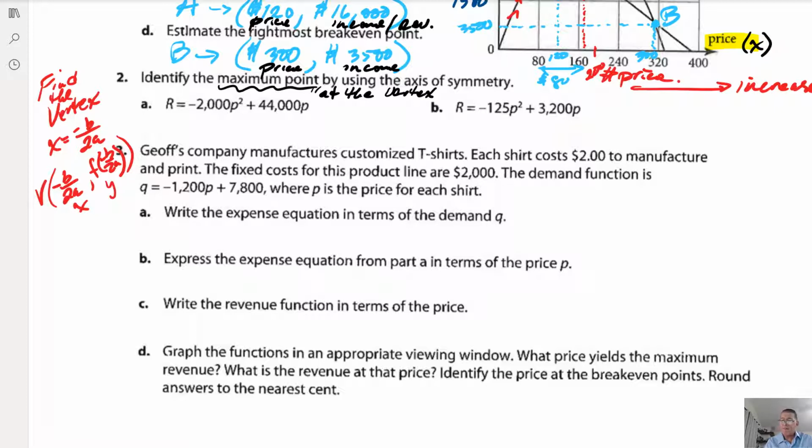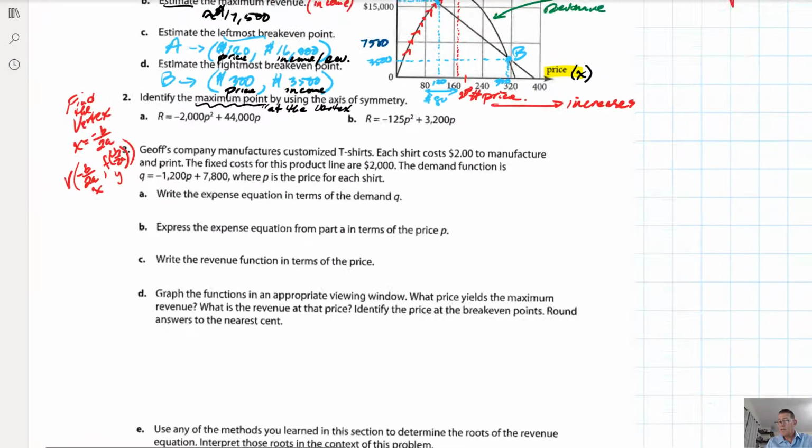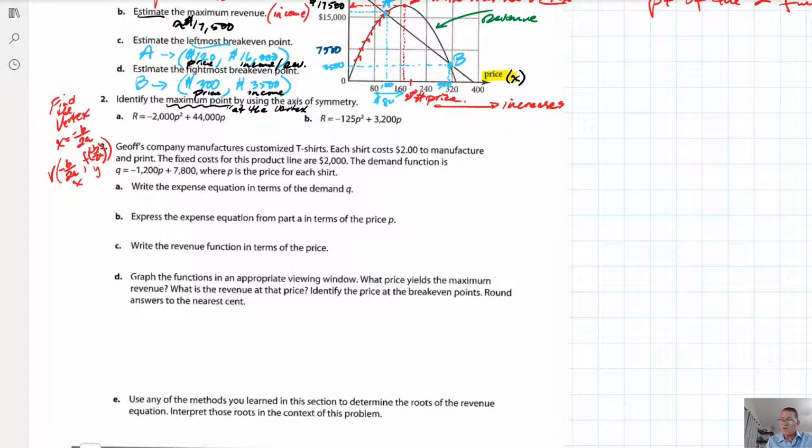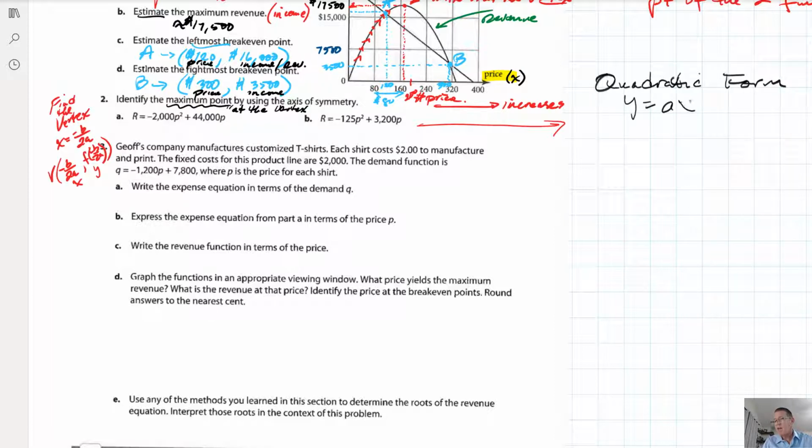What you also have to understand is, I'm going to take this over here so we have a little more room. Quadratic form: in Algebra 1, you wrote it like this, y is equal to ax squared plus bx plus c. Now our quadratic over here looks like R is equal to negative 2,000 p squared, because instead of x we have p for price, and then plus 44,000 p.